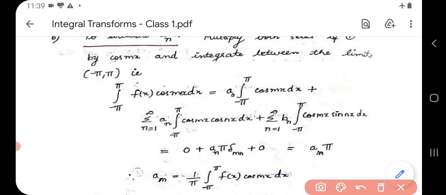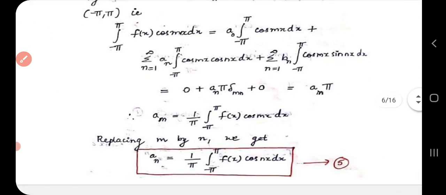Okay. So what is left? This one has now reduced to am pi. And after that, in order to reach the normal form, again replace this m with n. So you will have the formula for an as 1 by pi times the integral from minus pi to plus pi of f of x cos nx dx.